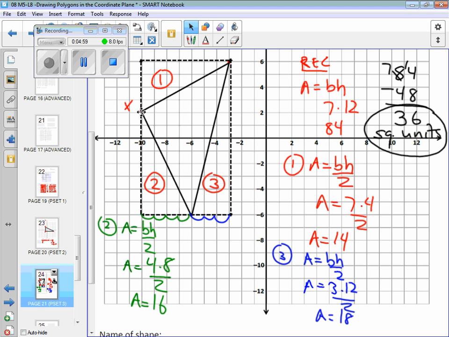I did it all on one page, so I'm not flipping back and forth. My rectangle, when you count, has a base of 7.